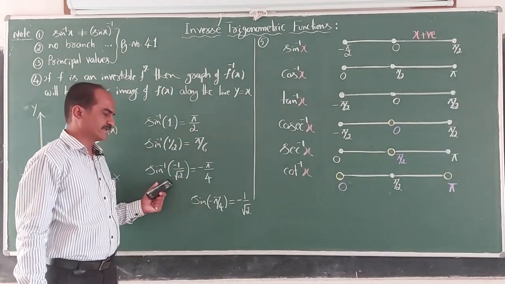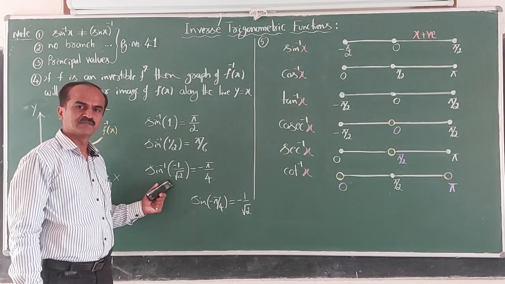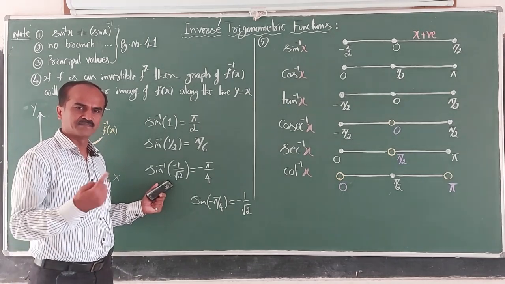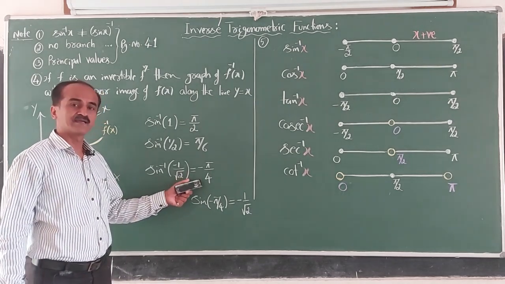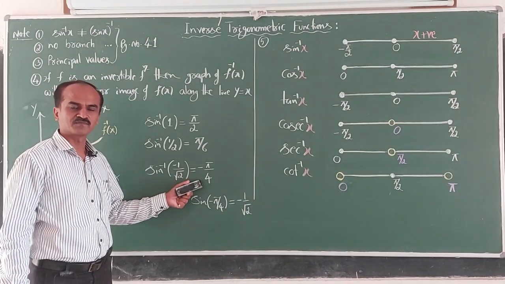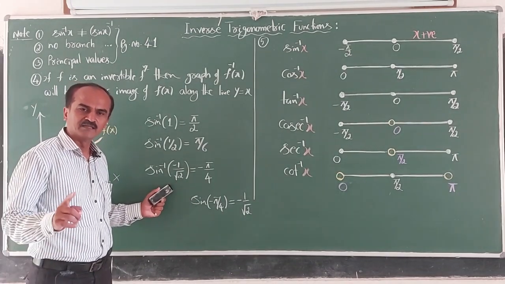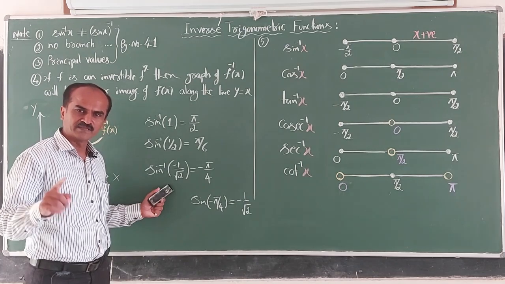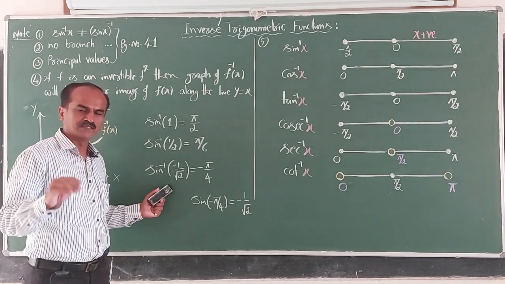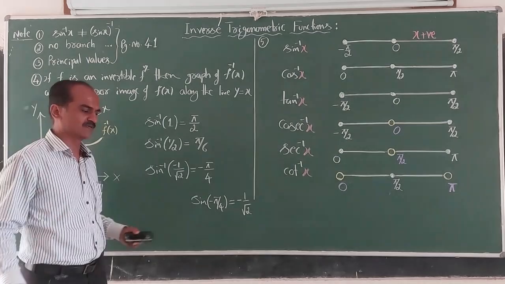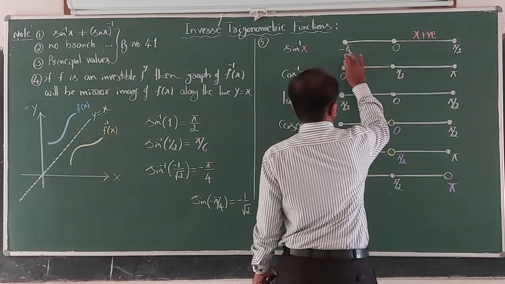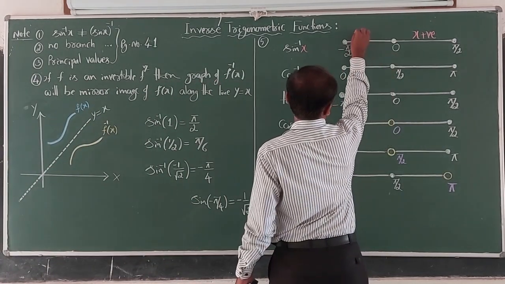Now, here I have taken a negative real number in the interval minus 1, 1. Look at the angle I get, minus pi by 4. Like this, for any real number which is negative in the interval minus 1 to 0, sin inverse of those real numbers will give us the angle in the interval minus pi by 2, 0.